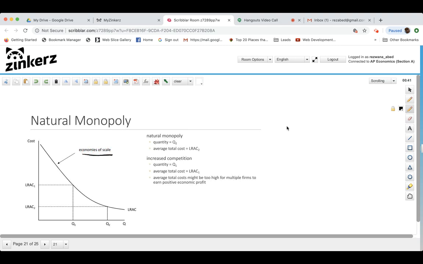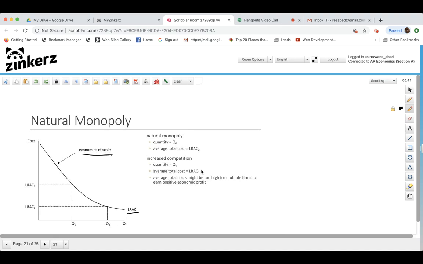So if you remember economies of scale, we talked about this when we talked about producer theory. It is when your average total cost, the long run average total cost, keeps declining as you increase your output. So it is going to decline as you produce more and more.